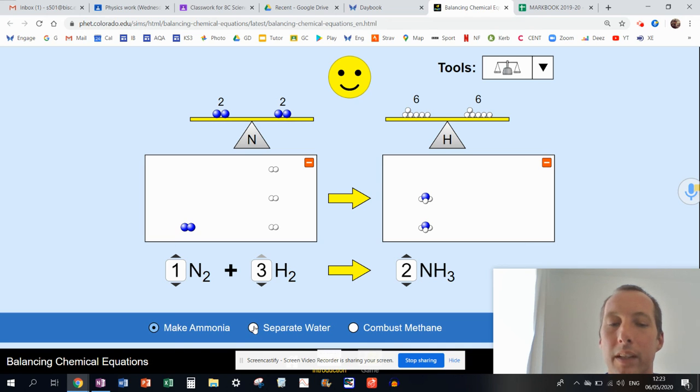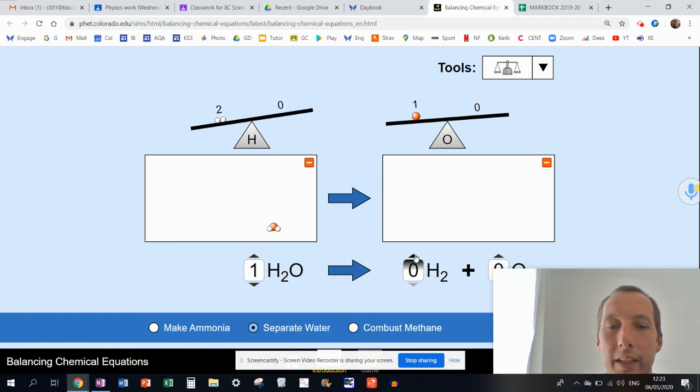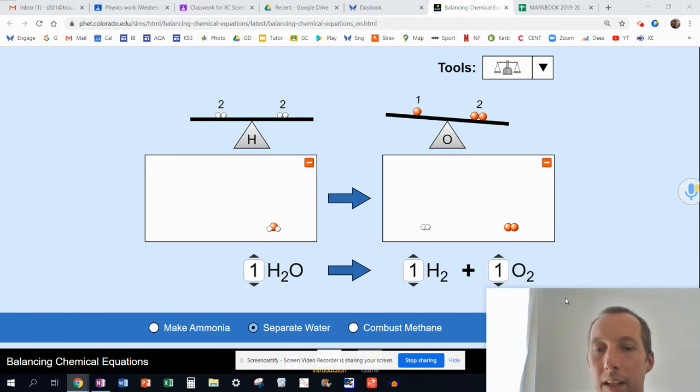Okay, let's do it with the separating water. So separating water, water is H2O, and we are going to turn that H2O into hydrogen and oxygen. So same as last time, I'm going to start with 1 of everything. And remember, all I can change are the numbers in front. So 1 of everything, does that work? No. It's okay for the hydrogen because we've got 2 hydrogen before and 2 afterwards, but it's not okay for the oxygen. We've got 2 afterwards and only 1 before.